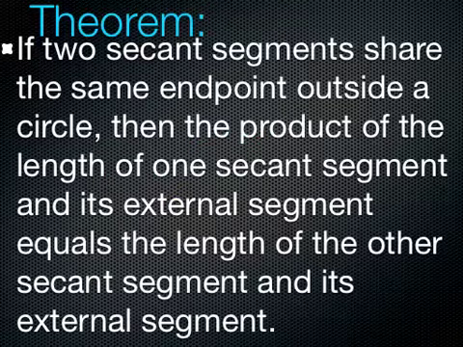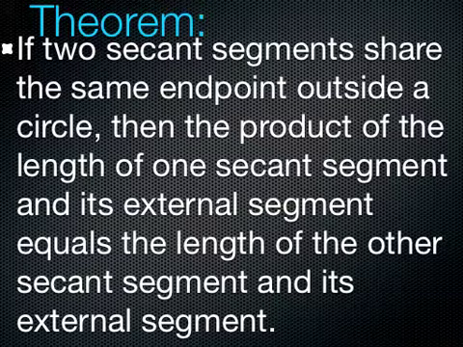This next theorem says if two secant segments share the same endpoint outside a circle, then the product of the length of one secant segment and its external segment equals the length of the other secant segment and its external segment. So we can take the two secant segments, split them up into their external segments, multiply the whole secant segment times the external segment, and set them equal to each other.